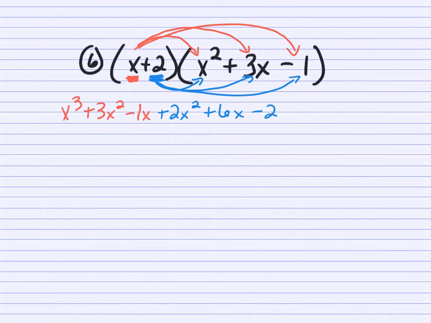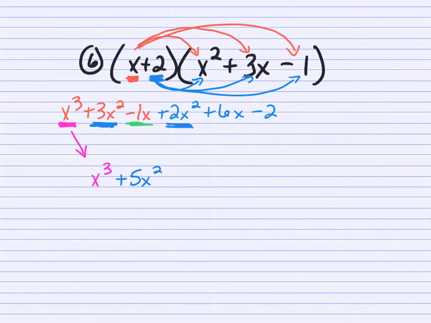Now again, I'm going to look for like terms. I'm going to start with the x to the third because he's the highest degree. There are no other x to the third, so I'm just going to bring him straight down. Then I look for x squareds, and I see a couple of x squared, so I know those are like terms. I can combine them, and positive 3 and positive 2 gives me positive 5x squared.